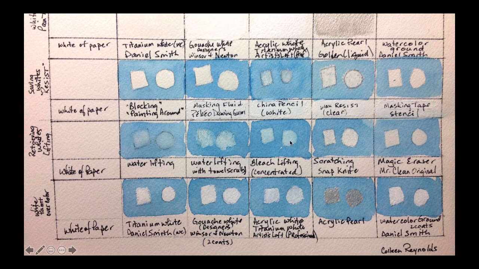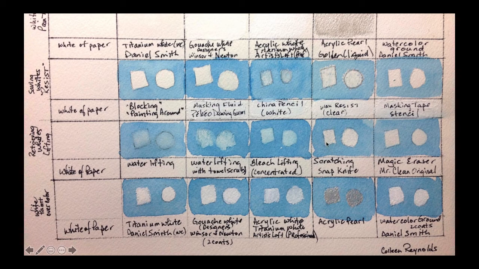It doesn't go all the way back to white, but it's pretty good, especially compared to water lifting. But you do have to have concentrated bleach. And this one is scratching back the surface with a sharp knife. You have to be careful, so make sure it's a really sharp knife, and the snap knife in your supplies list is what I found to be the most effective way to keep a sharp knife.